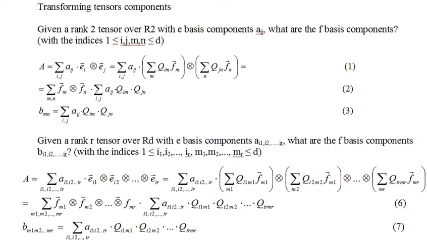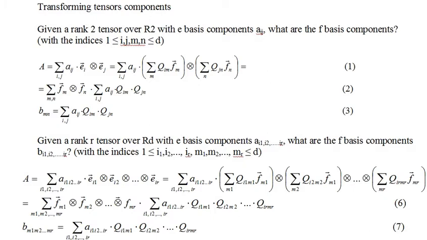Now, suppose we have a rank 2 tensor A over a vector space V, with V being R2. Given the E basis components for a rank 2 tensor A, how can we compute the F basis components for the tensor? Let's see. Following the equations. Line 1. First write A in E component form, and then substitute for e_i and e_j, substituting the F component form for each vector.